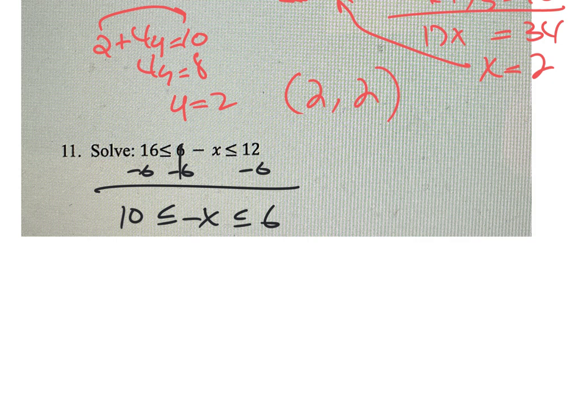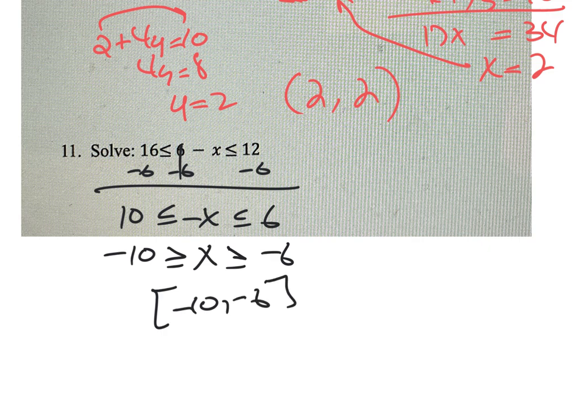I'm about to divide by negative 1 to get rid of that negative sign. Don't forget, when you divide by negative, the signs flip. That becomes negative 6. That becomes negative 10. If you do an interval notation, your answer is between negative 10, negative 6. And you have it. One more slide.